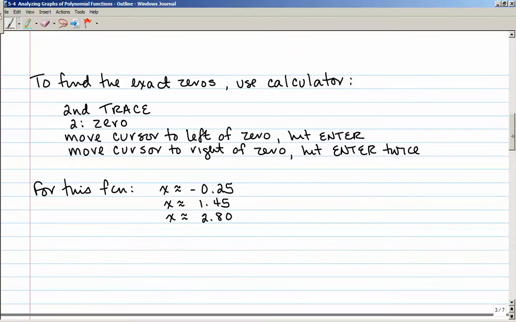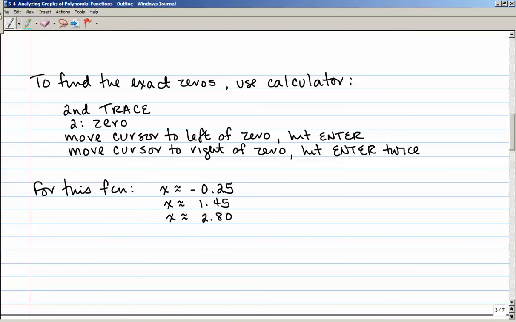So now what we'd like to do is be a little more exact. Actually, you can't be totally exact, but be a little more exact in finding these zeros. To do that, you can use your calculator. We're going to hit second trace, and then we're going to ask it to find a 0. We're going to move the cursor to the left of where that 0 is and hit enter. Move the cursor to the right of the 0 and then hit enter twice.